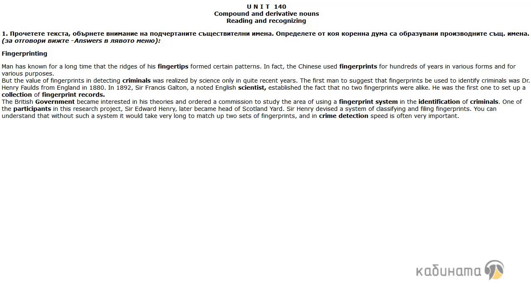Now, we have a text. Let's read it. Fingerprinting. Man has known for a long time that the ridges of his fingertips formed certain patterns. In fact, the Chinese used fingerprints for hundreds of years in various forms and for various purposes. But the value of fingerprints in detecting criminals was realized by science only in quite recent years.